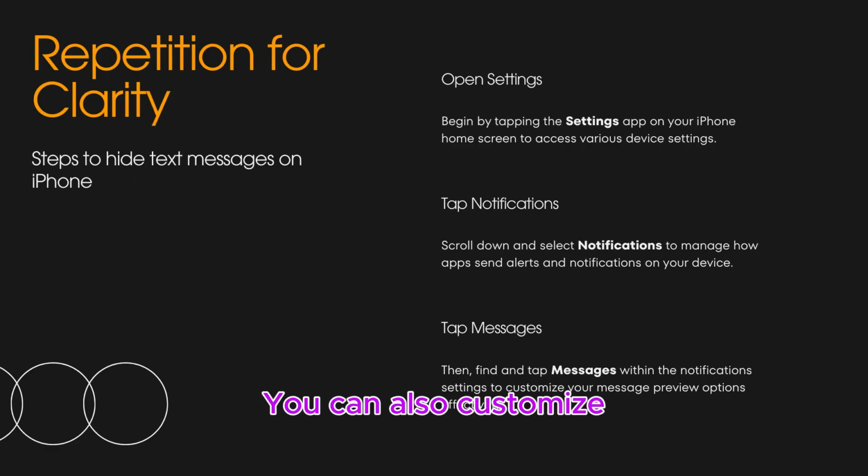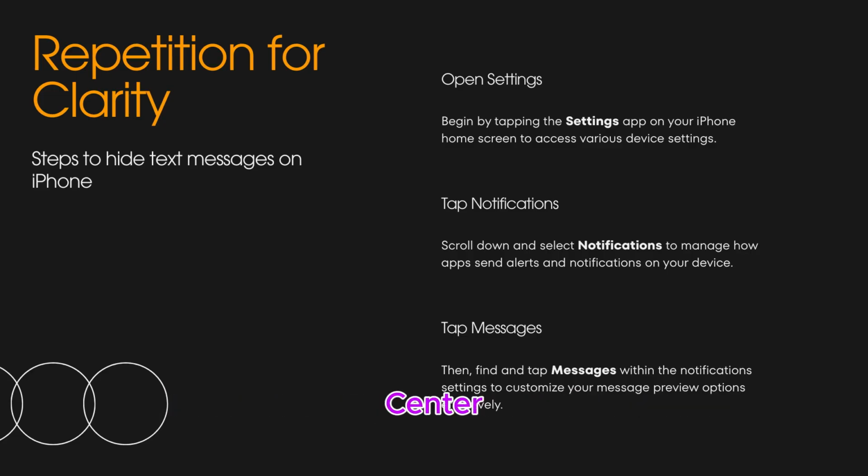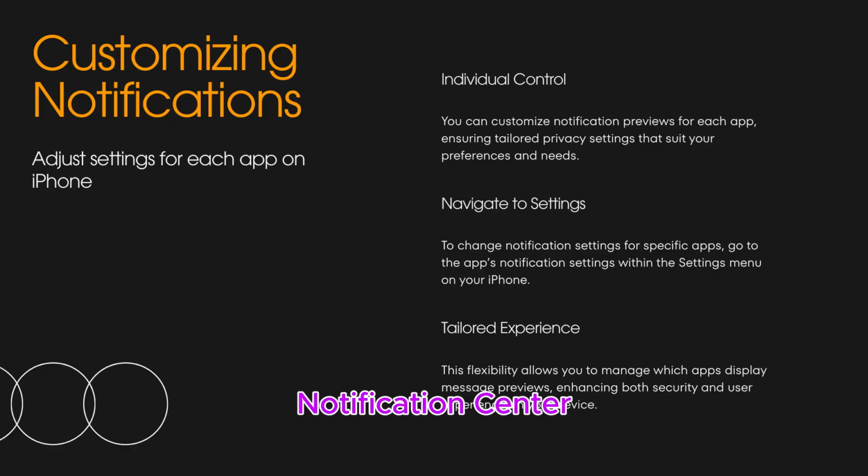You can also customize this for each app individually by going to the app's notification settings. To hide message content in Notification Center, go back to the Messages notification settings and toggle off Notification Center.